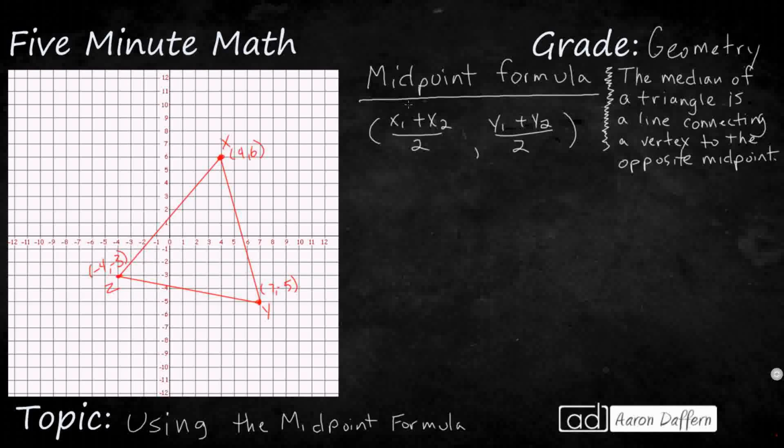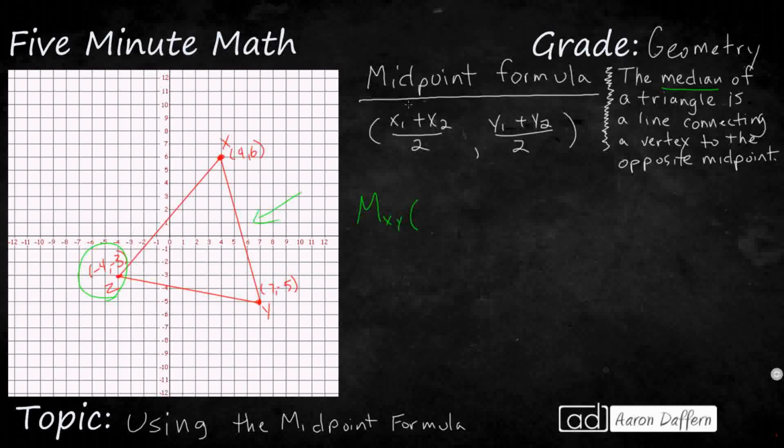Sometimes we can use the midpoint formula to help us draw lines. The median of a triangle is a line that connects a vertex to the opposite midpoint and bisects that opposite side. So let's say I want to draw a median from point Z on this triangle to the opposite side. How do I do it exactly so that I know it's going to bisect the opposite side? Well, it's going to connect with line segment XY. So I want to find the midpoint of line segment XY.